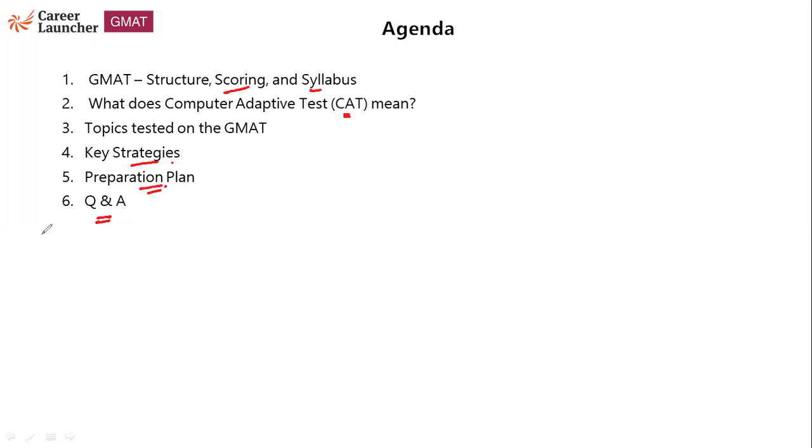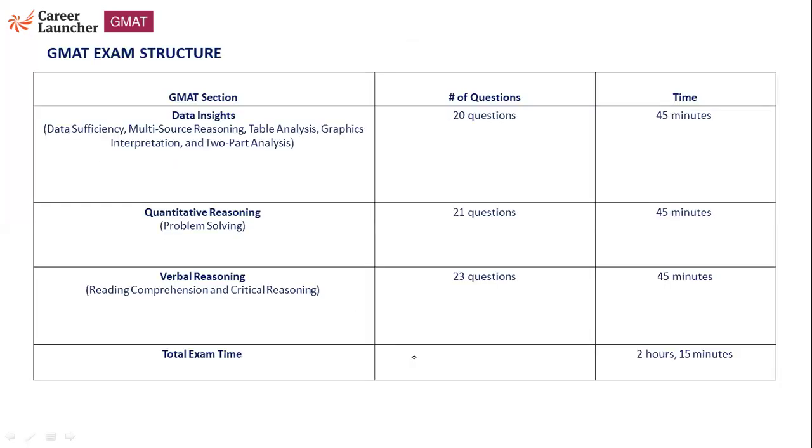Okay. So we'll start with the structure first. What's the structure here? It starts with a section that is data insight. It includes data sufficiency, multi-source reasoning, table analysis, graphic interpretation, and two-part analysis. These are the types of questions which come across in the GMAT Focus Edition data insight section. 20 questions here, 45 minutes given. Quant will have problem solving type questions, 21 questions, again 45 minutes. Verbal assesses your comprehension skills and reasoning skills, 23 questions, 45 minutes again.